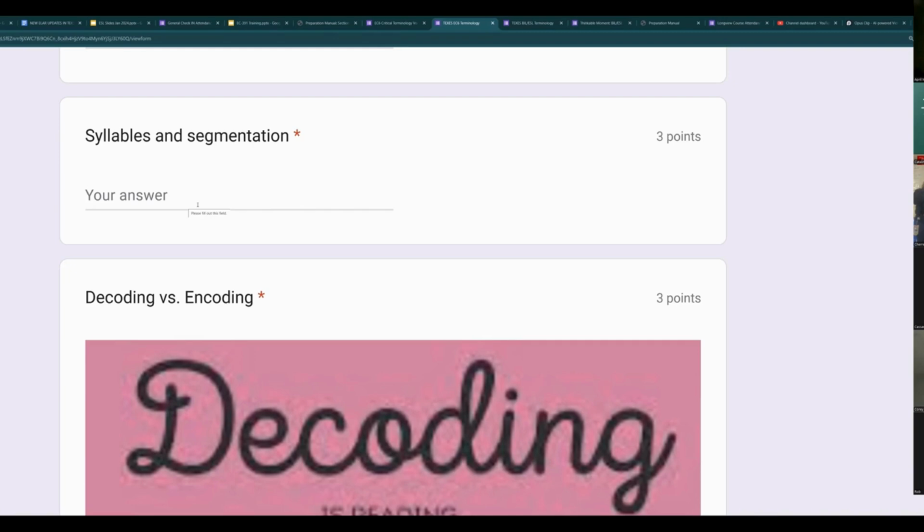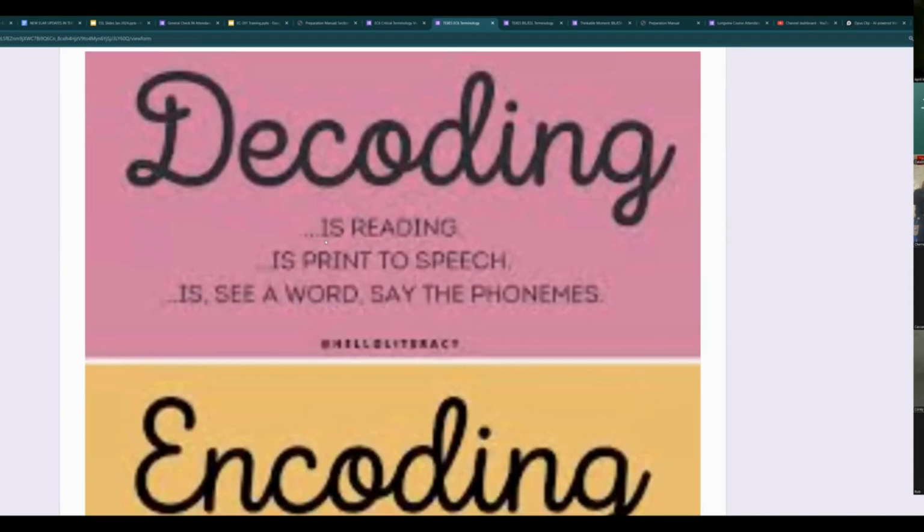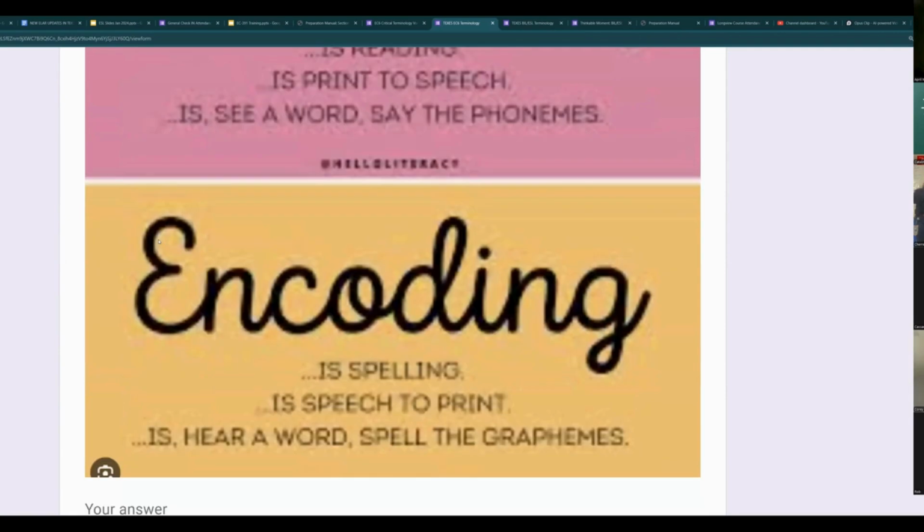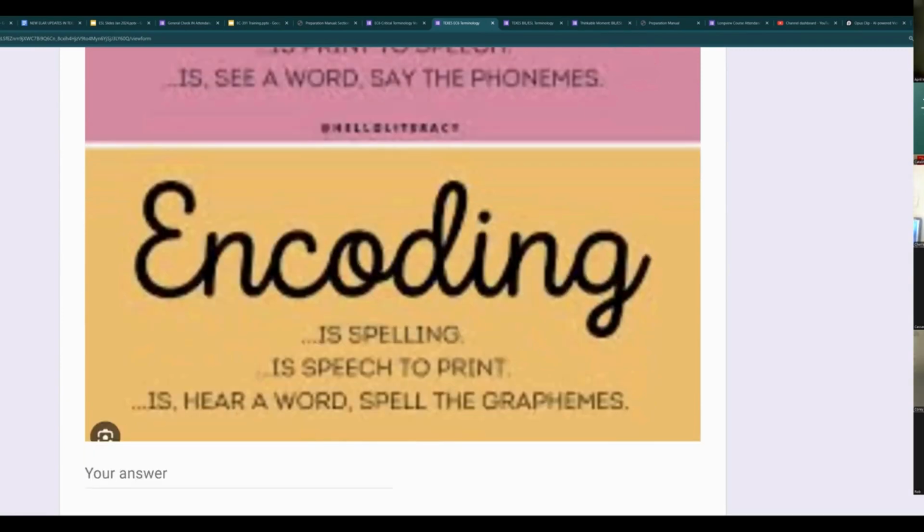Okay. So we're going down to decoding and encoding. It kind of just says it there. Right, decoding is basically when you're trying to decipher what those letters are saying. Encoding is when you have to spell it out and write it. So those are pretty easy. I'm just going to go straight into the 30 seconds for you to write it out if you haven't done it yet. Your explanation.